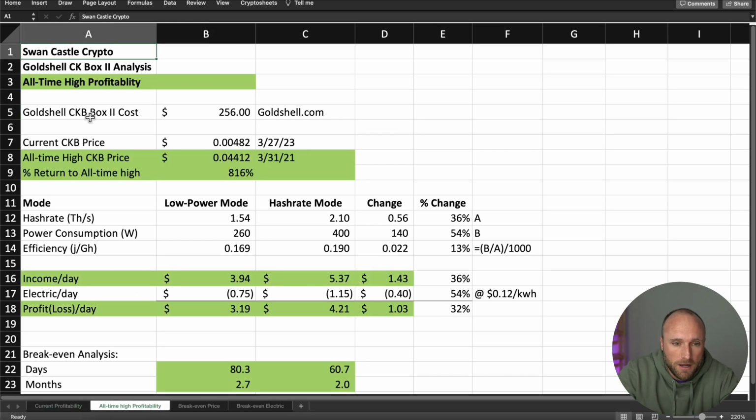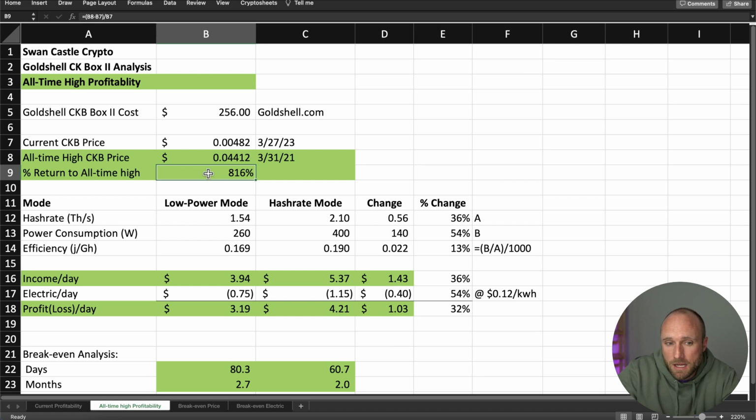So next, let's look at what the profitability of this device would look like if the CKB token went back to all-time highs. So I highlighted here in green the amounts that changed from the previous analysis, just so we can follow along here. So the all-time high price for the CKB token is just over 4.4 cents per token, and that was hit on March 31st of 2021, so almost 2 years ago today. And to hit that price, we'd have to see the CKB token increase 816% from today's prices.